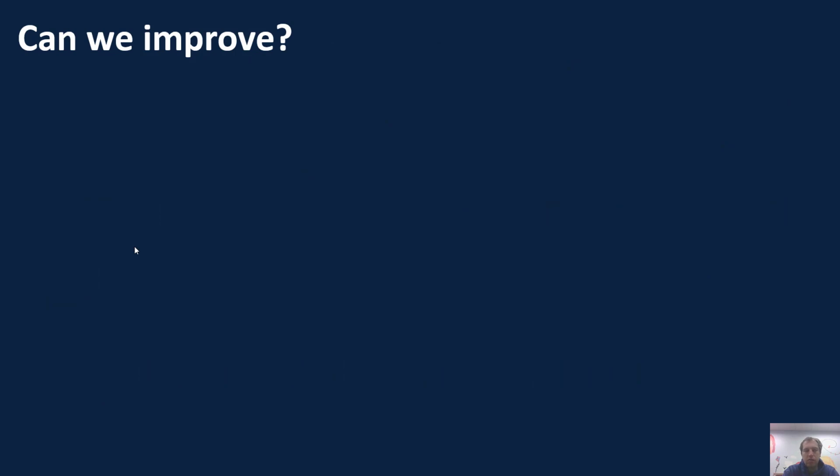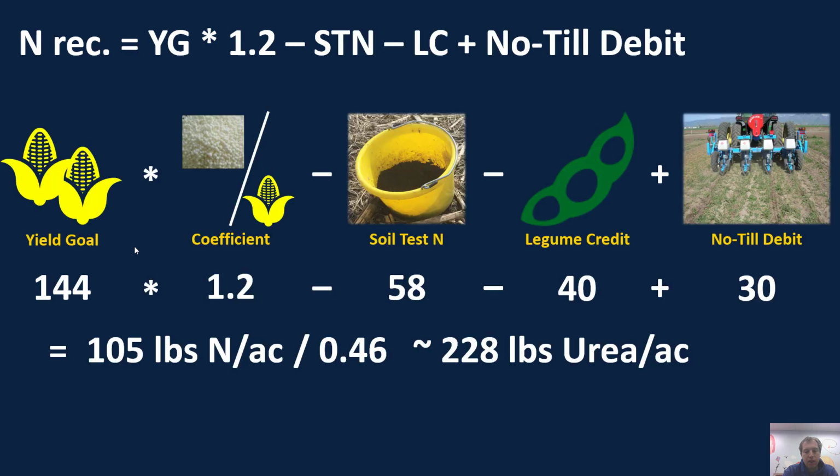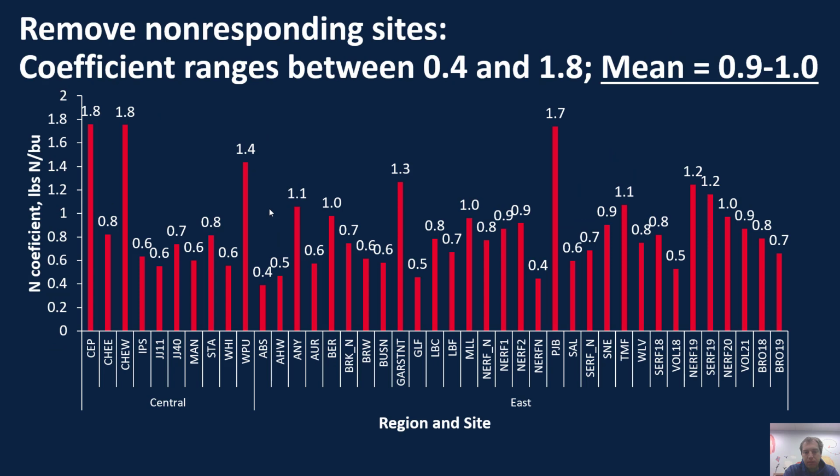So then we want to know, can we improve the current recommendation we have? What can we do? Again, if we look at this equation, we look at the different areas we can improve. We have our no-till debit we can look at. We have our legume credit accuracy. We have our soil test N accuracy, and this coefficient right here. At first, we're going to focus on this coefficient. Is it correct, or can it be improved? If we look at just that coefficient, that's the pounds of nitrogen required to get a bushel of corn, is what that 1.2 is.